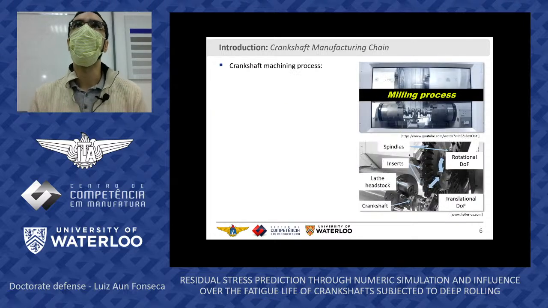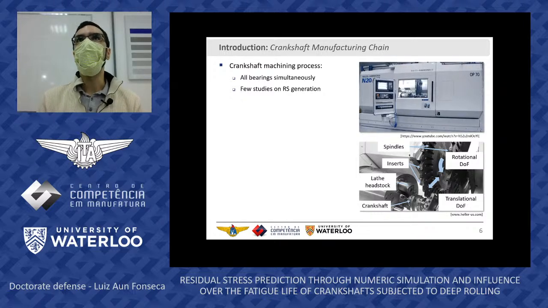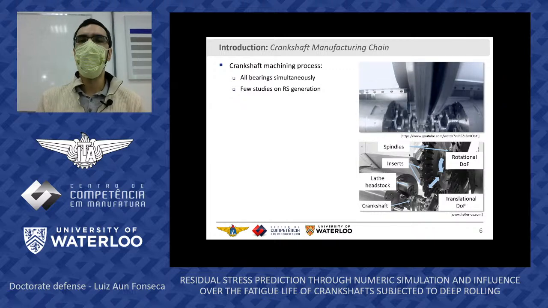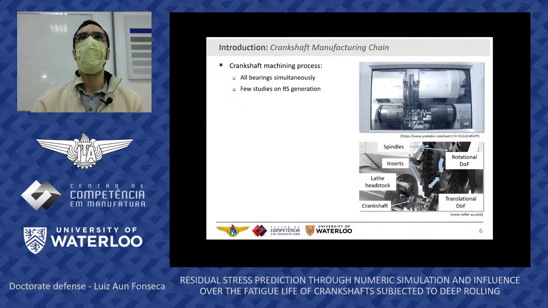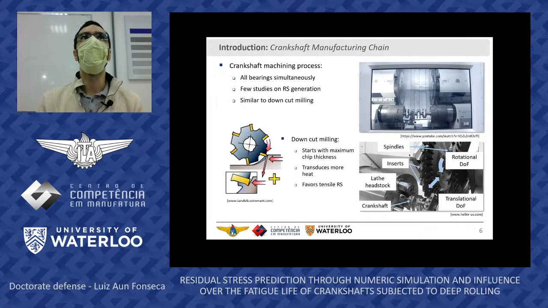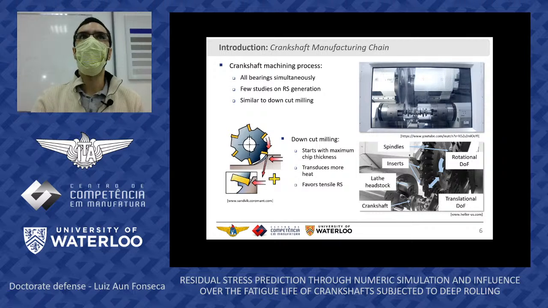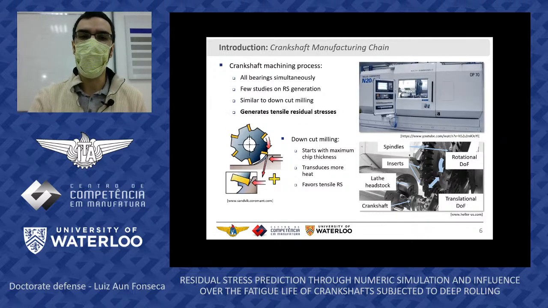I have a quick video here that I'm going to show you, and hopefully will play for everyone. So crankshaft machining is done with all bearings at the same time. And we do have some studies on it in the literature, but only a few on residual stress generation. And if we think how residual stress are generated through crankshaft machining, it is similar to downcut milling, which starts with the maximum chip thickness, which transduces more heat into the workpiece and favors tensile residual stresses. So we are expecting tensile residual stresses to be generated by this process.